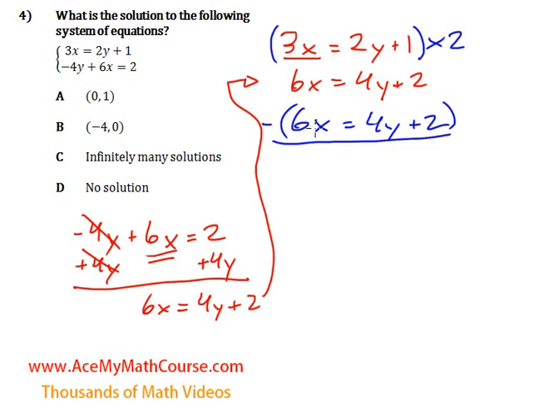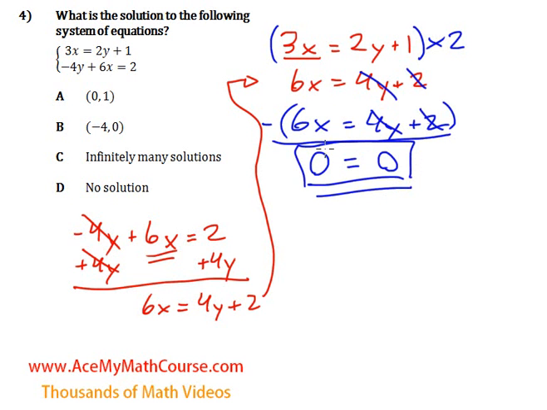6x minus 6x is 0. 4y minus 4y is 0. 2 minus 2 is 0. 0 equals 0. Well, we know that. That is the truth. It's not like we got something like 1 equals 0, which is not true.